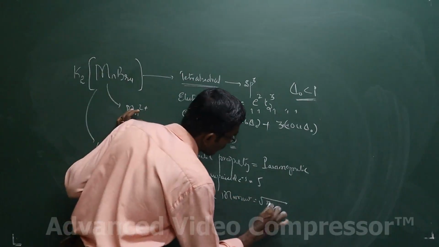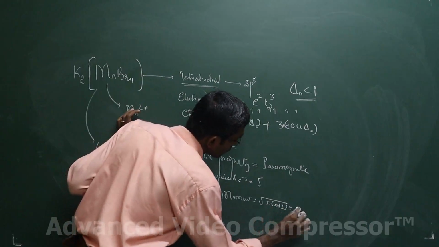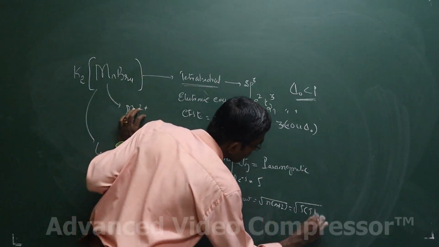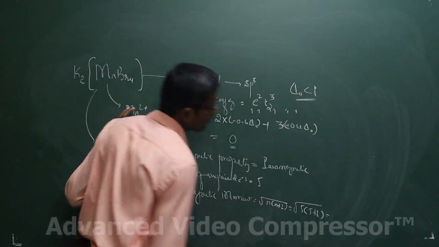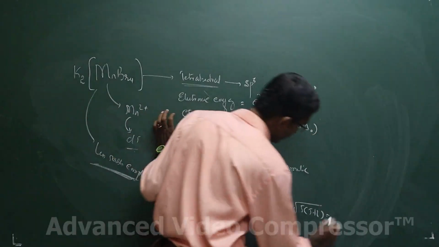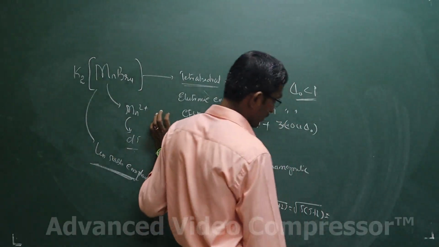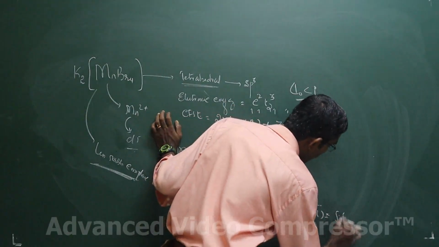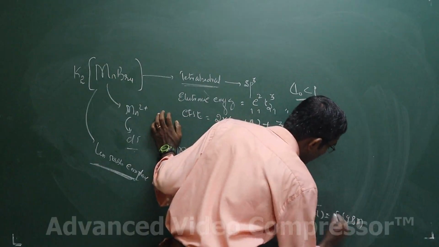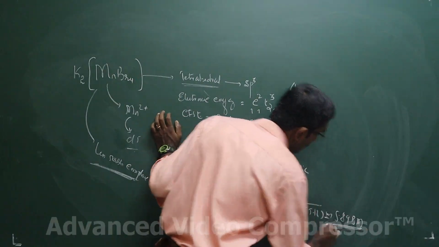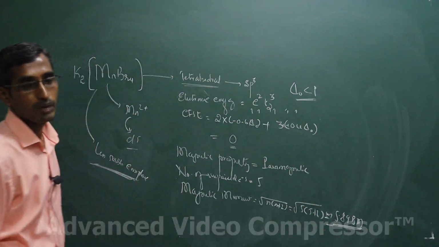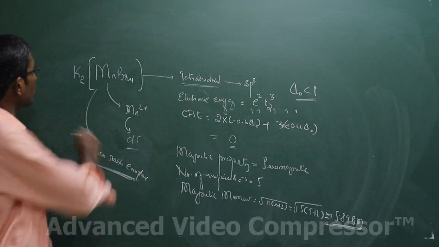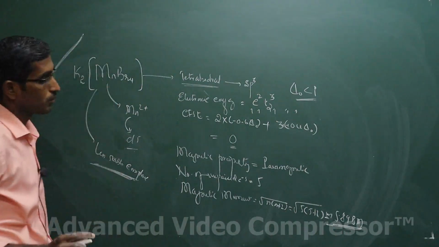So the magnetic moment will be square root of n into n plus 2, that is square root of 5 into 5 plus 2, which is 35, 7 into 5, 35. That is near to 6, that means approximately 5.89 Bohr magneton. Right? So this is about this particular complex.